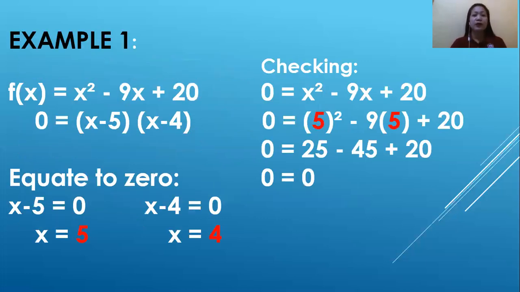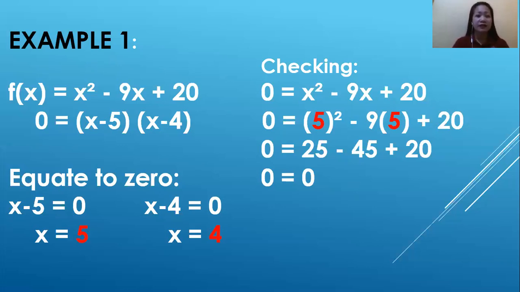So example number 1, we have the function f of x is equal to x squared minus 9x plus 20. The factors of the given function are x minus 5 times x minus 4. So let us check. When we multiply x times x, we have x squared. When we add negative 5x plus negative 4x, we have negative 9x. Then when we multiply negative 5 times negative 4, we have positive 20. Therefore, it is correct.